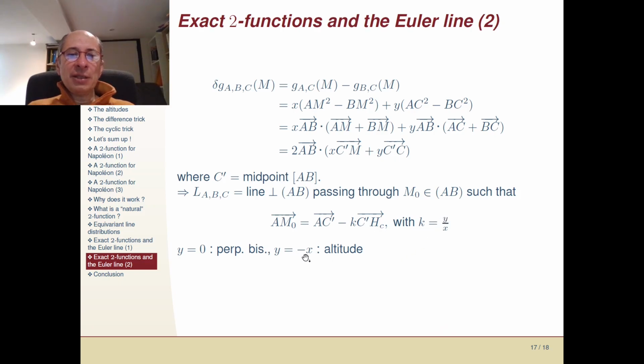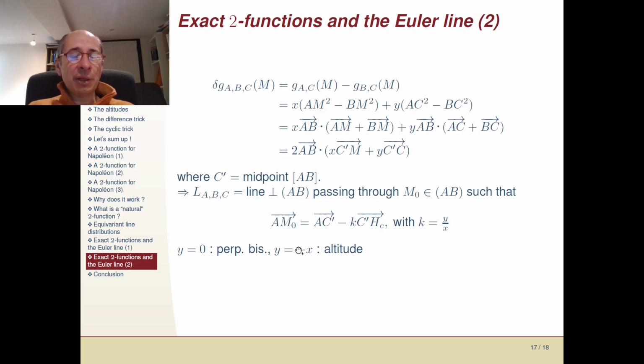Another case we can consider is that if y equals minus x, so k equals minus 1, and here we see that M0 equals hc, so that we recover the altitude. So, what have we obtained? Well, we have obtained that delta G is in fact a two function, and it's necessarily cyclic because G is symmetric, and so we have a whole family of concurrent lines which depend on the parameter k, and when k equals 0 we recover and when k equals minus 1 we recover two well-known families of concurrent lines coming from exact two functions, and we already knew them.